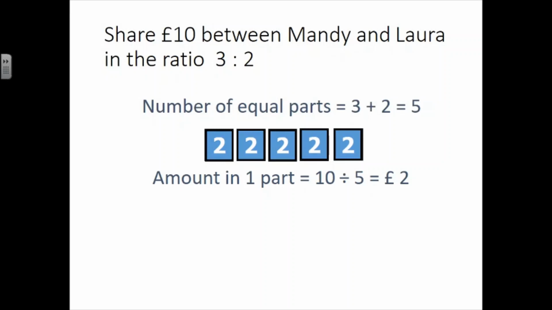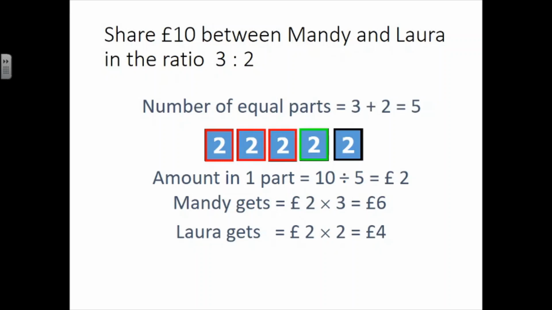Well, Mandy gets 3 of those parts because her name is mentioned first and the 3 comes first in the ratio. So we're going to times Mandy's 3 parts by the £2 to find that Mandy gets £6. Similarly, Laura will get 2 parts, again each worth £2, meaning Laura gets £2 times that 2 parts, she gets £4. Do pause the video if you think I've gone over it a bit too quickly on that first example.